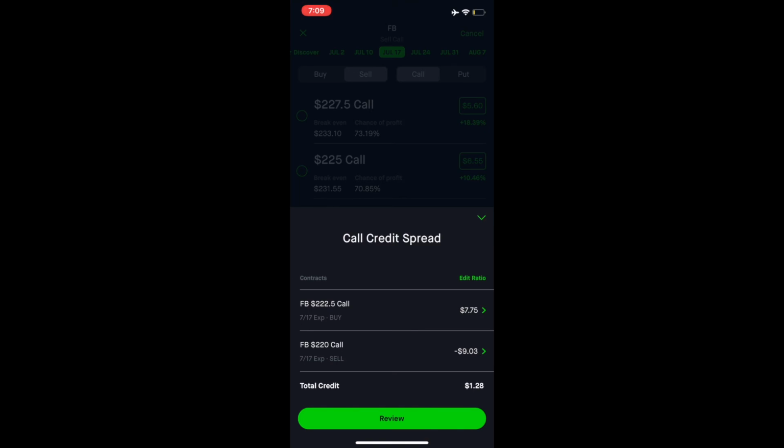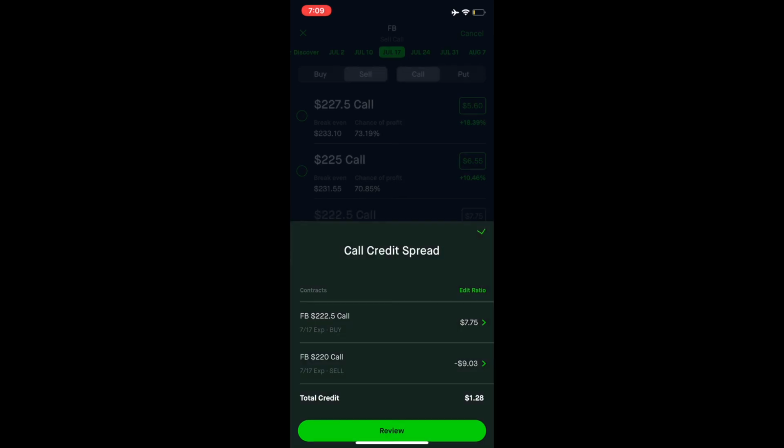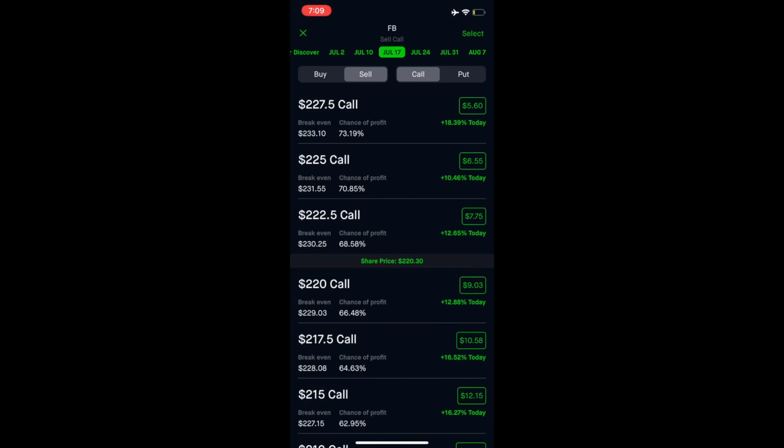Now, again, remember, per contract is 100 shares. So whatever numbers y'all see in total credit, you multiply by 100, that's how much you're really paying, which is $128. Now, for those who got enough capital but want to hedge their positions in terms of the options, there's what you call a straddle. A straddle is when you play the same strike price, same expiration dates, for the puts and call options.